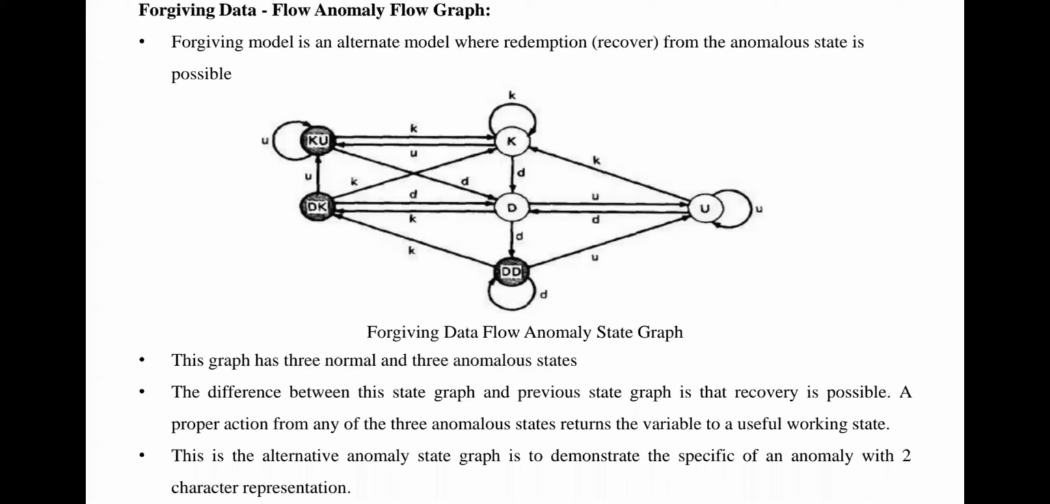So see here. From the anomaly state it again goes to the defined state. From the defined state it goes to the DK state. From the DK state it again goes to the K state, or from the DK state it can go to the defined state. So this is possible. Okay, so after going to the anomaly state, it can also go to the defined state, or it can go to the normal state. That is called forgiving data anomaly. Right.